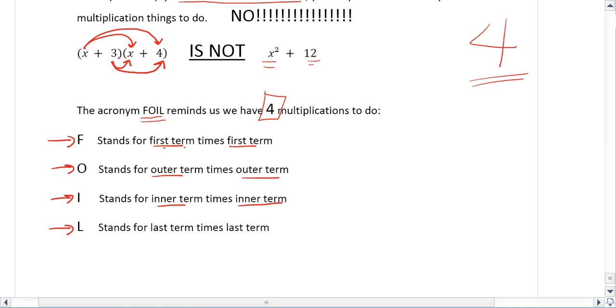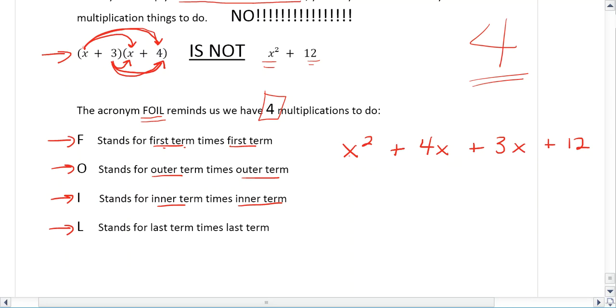So let's actually do the foiling on this example. X times x is x squared. That's the first times the first. The outer, this x times this 4, is a positive 4x. The inner product, 3 times x, is 3x. And the last times the last, 3 times 4, is 12.